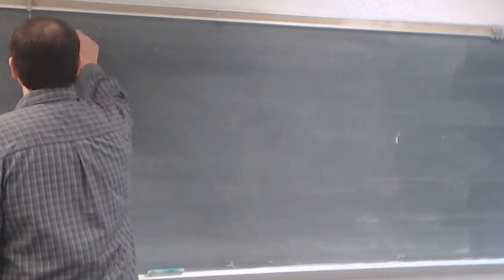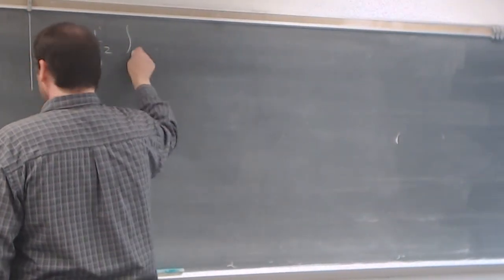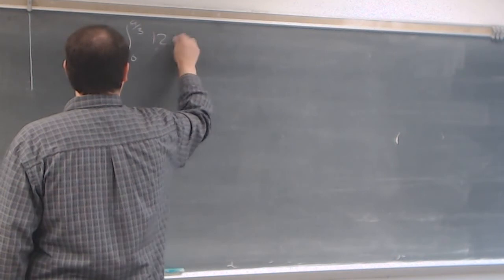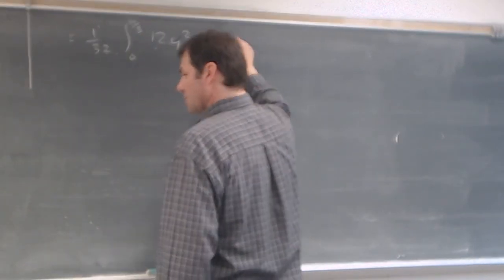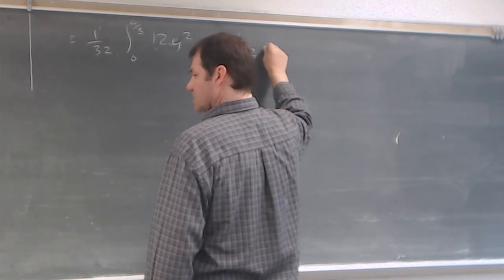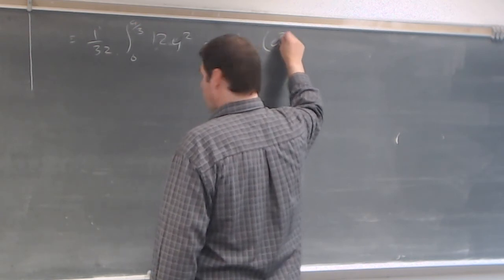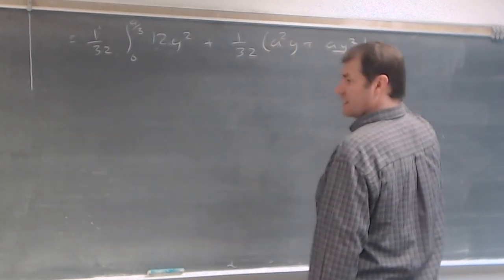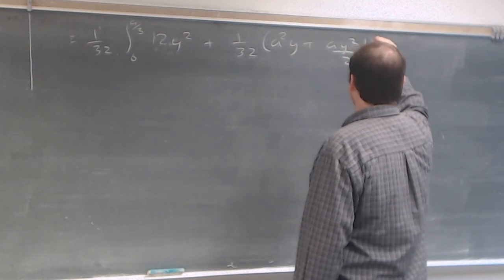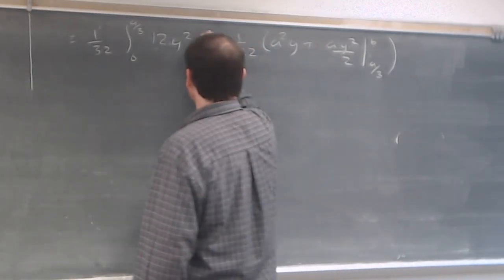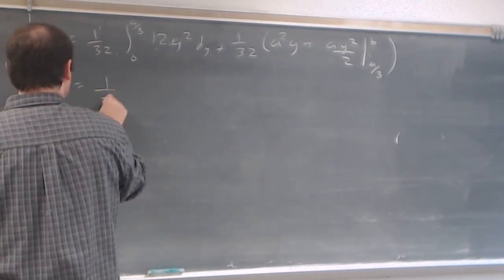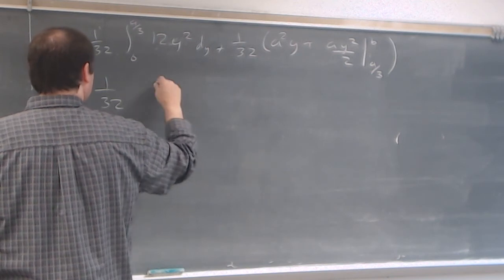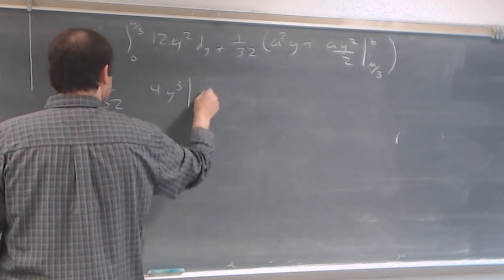Okay, that's equal to 1 over 32. This is the integral from 0 to a over 3. This was 12y squared plus, here I can start on this integral, I'm doing it with respect to y: a squared times y plus ay squared over 2. I stick in a over 3 up to b. This needed a dy. This is equal to 1 over 32. Here, when I integrate with respect to y, I'm going to get 12y to the third over 3. That's 4y to the third. I need to stick in 0 and a over 3.